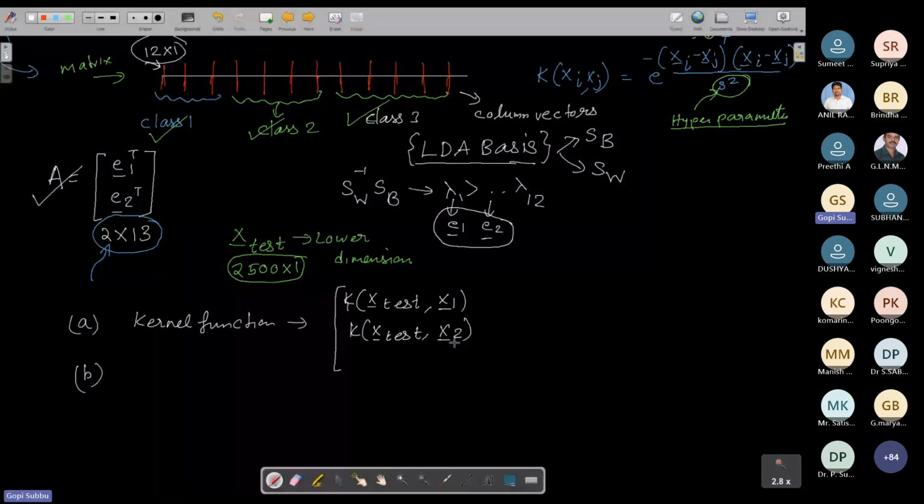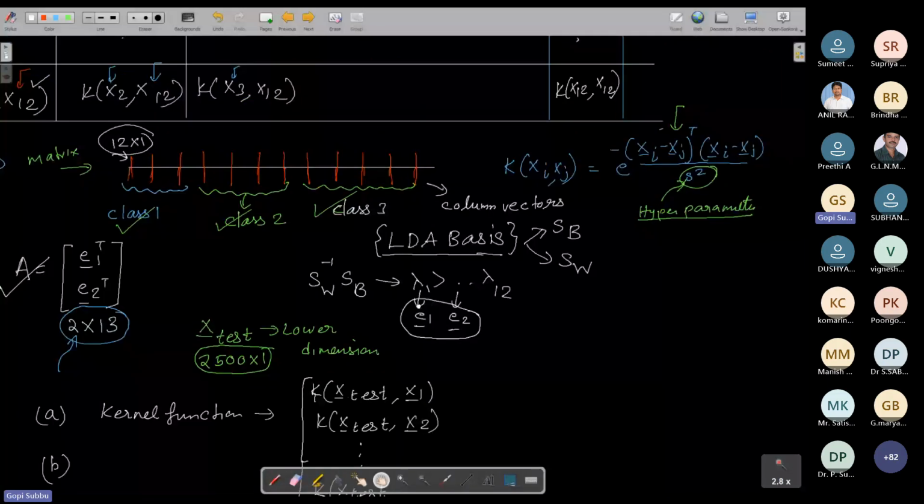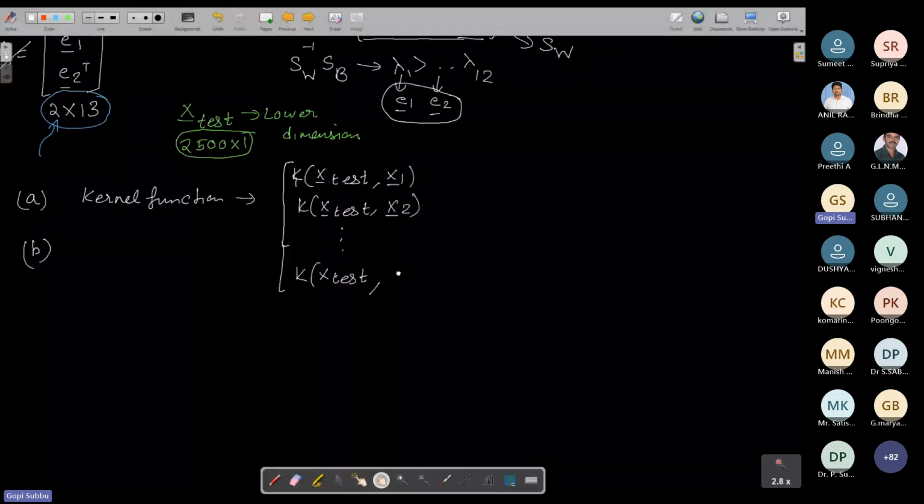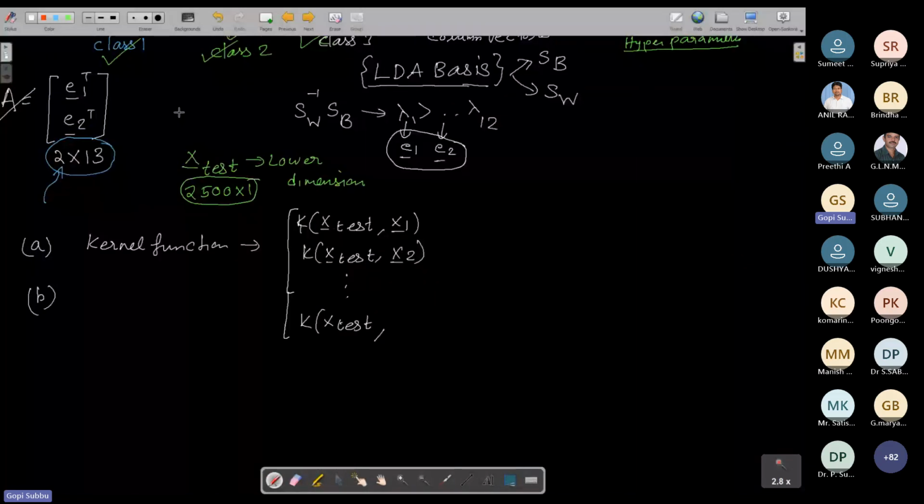So like k of x test, comma, how many vectors are there, right? We have a total of 12 vectors here, up to this x12. So we are computing x test comma x1, x test comma x2, and so on up to x test comma x12 here. Okay, so in fact, I made one mistake here. Actually, this size is 2 cross 12 only, not 13.